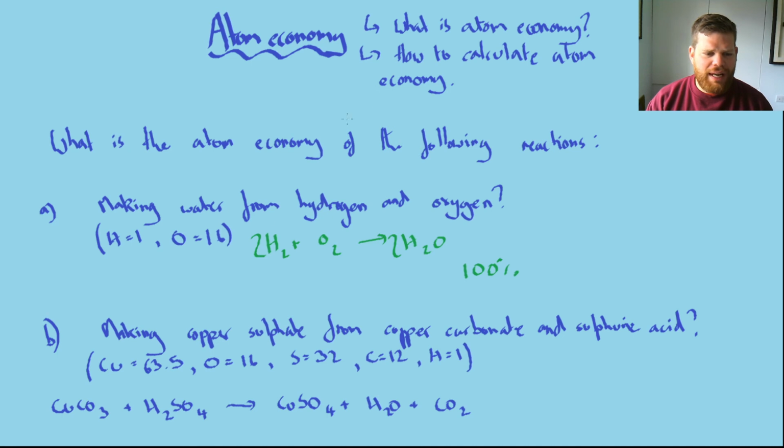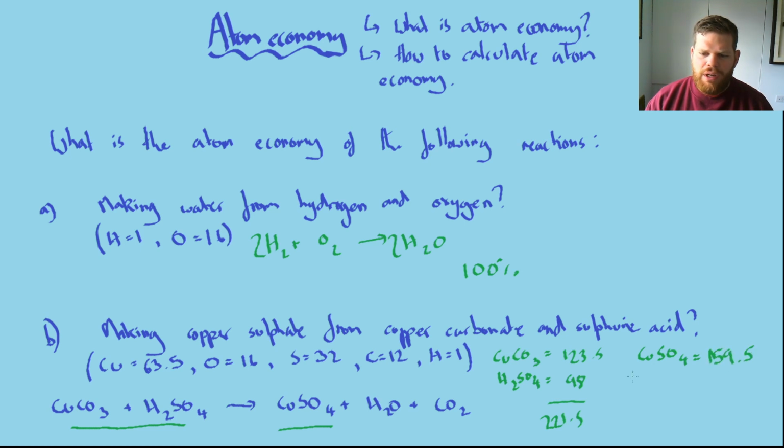The second one is a little bit more calculation. We're interested in everything on the left-hand side of the reaction, and the product that we're interested in is the copper sulfate here. So we need the Mr of all of this, and this side here. If you did some calculations, you would have found out that copper carbonate, CuCO3, has an Mr of 123.5. Sulfuric acid, H2SO4, has an Mr of 98. So the total on that side would have been 221.5.